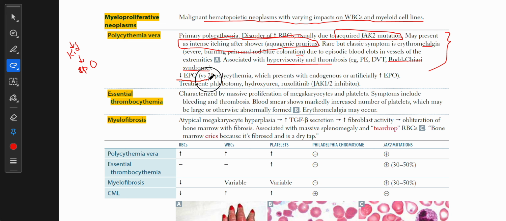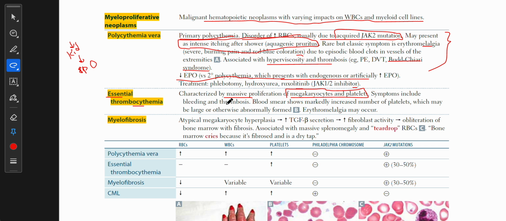There is a decrease in EPO in primary polycythemia versus secondary polycythemia, where there is an increase in EPO; in primary there is a decrease in EPO, that is negative feedback. The treatment is phlebotomy, hydroxyurea, and ruxolitinib, which is a Janus kinase 2 inhibitor. Okay. Another cause is essential thrombocythemia. It is characterized by massive proliferation of megakaryocytes and platelets. Okay. It's a proliferation of platelets, right?